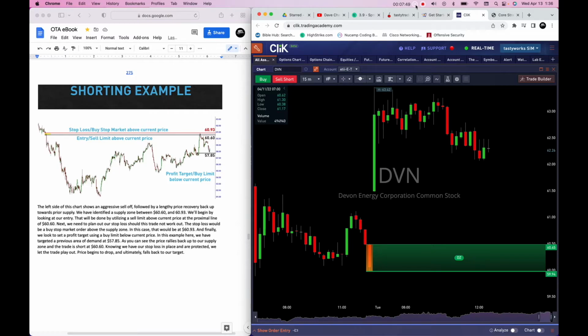The left side of this chart shows an aggressive sell-off followed by a lengthy price recovery back up towards prior supply. We have identified a supply zone between $60.60 and $60.93. We'll begin by looking at our entry. That will be done utilizing a sell limit above current price at the proximal line of $60.60.